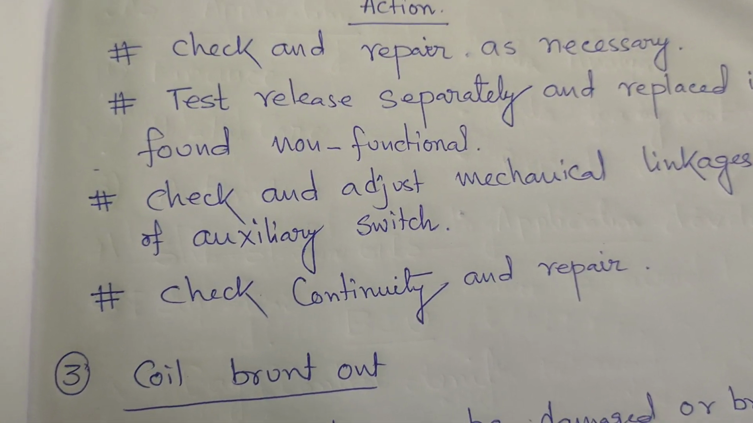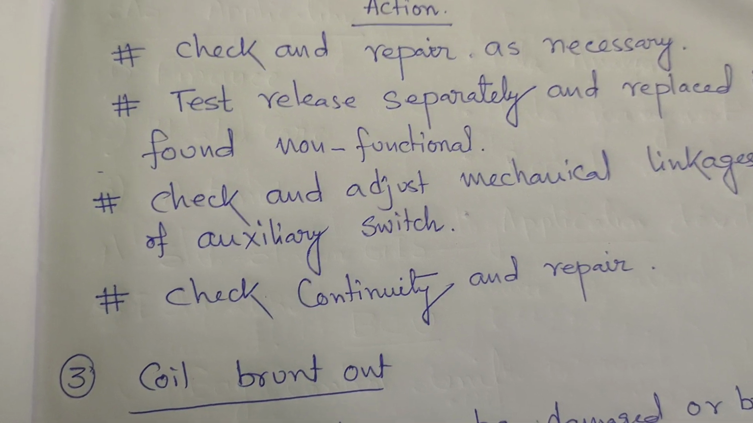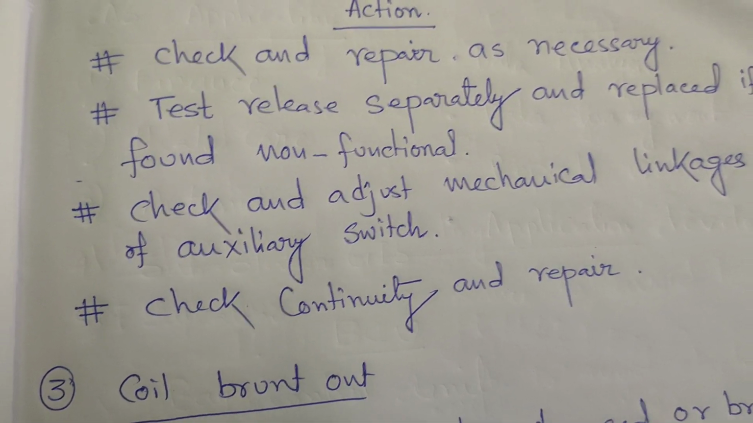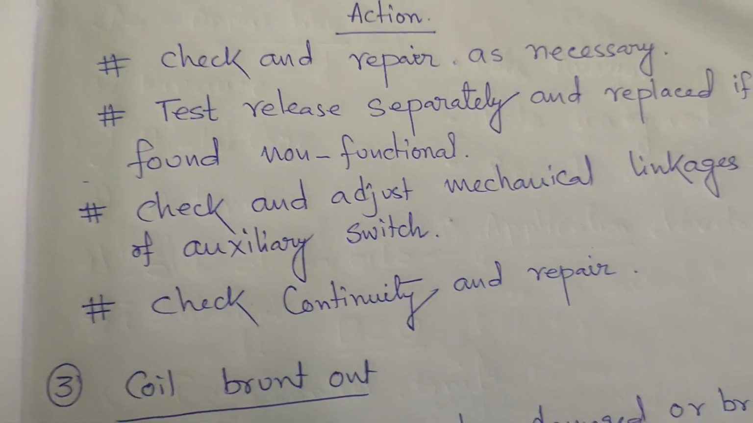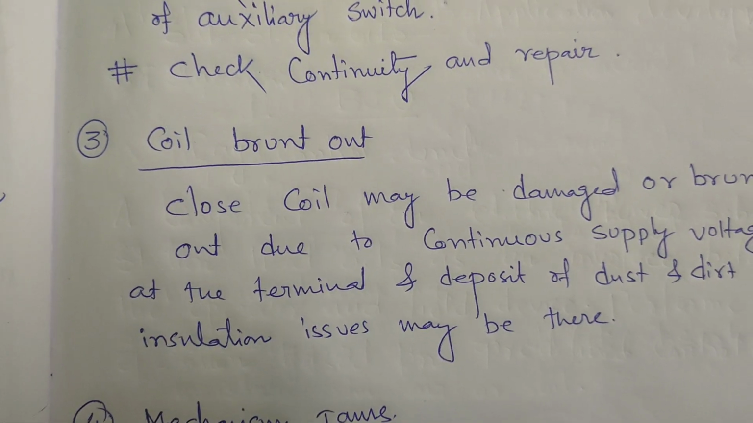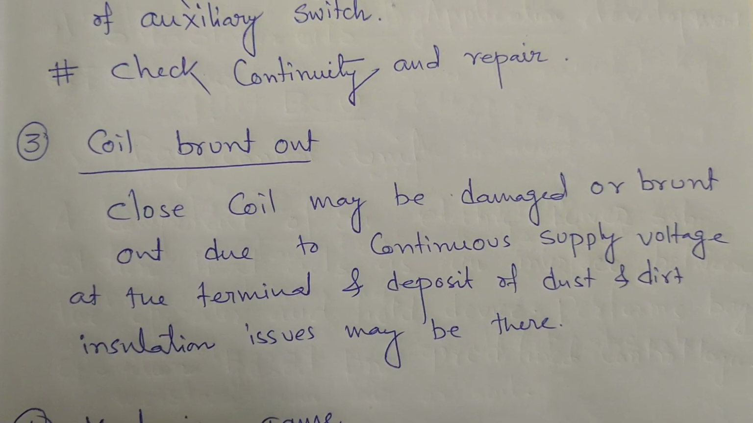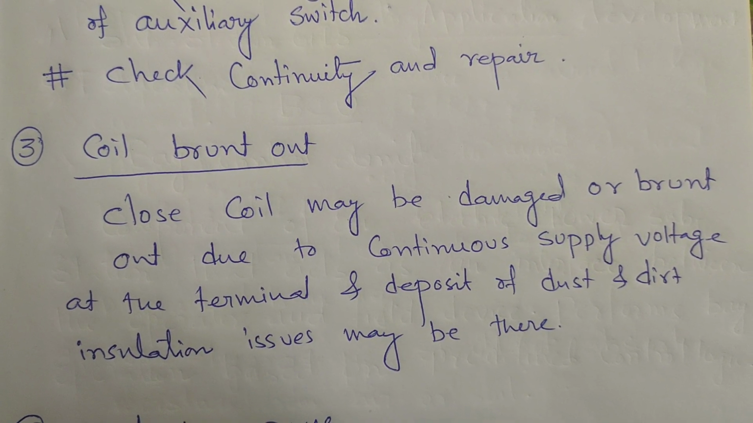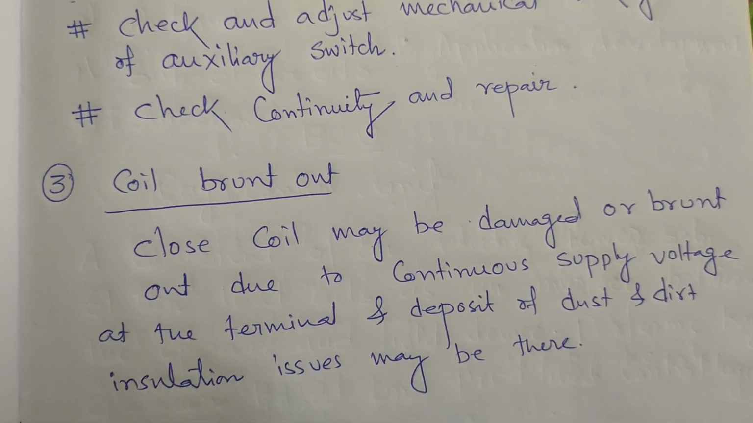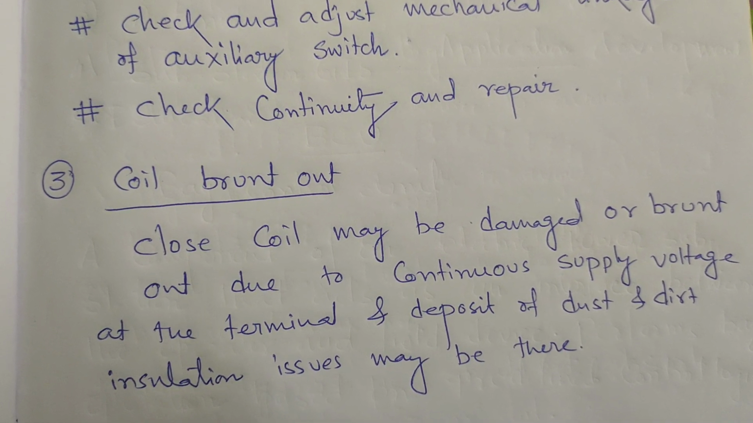If you get continuity, the DC will reach the terminal of the trip coil for the opening operation. It may be the close coil for the closing operation also. So the coil is burned out. The close coil may be damaged or burned out due to the continuous supply voltage at the terminal, due to LR switch malfunctioning or TNC switch malfunctioning.